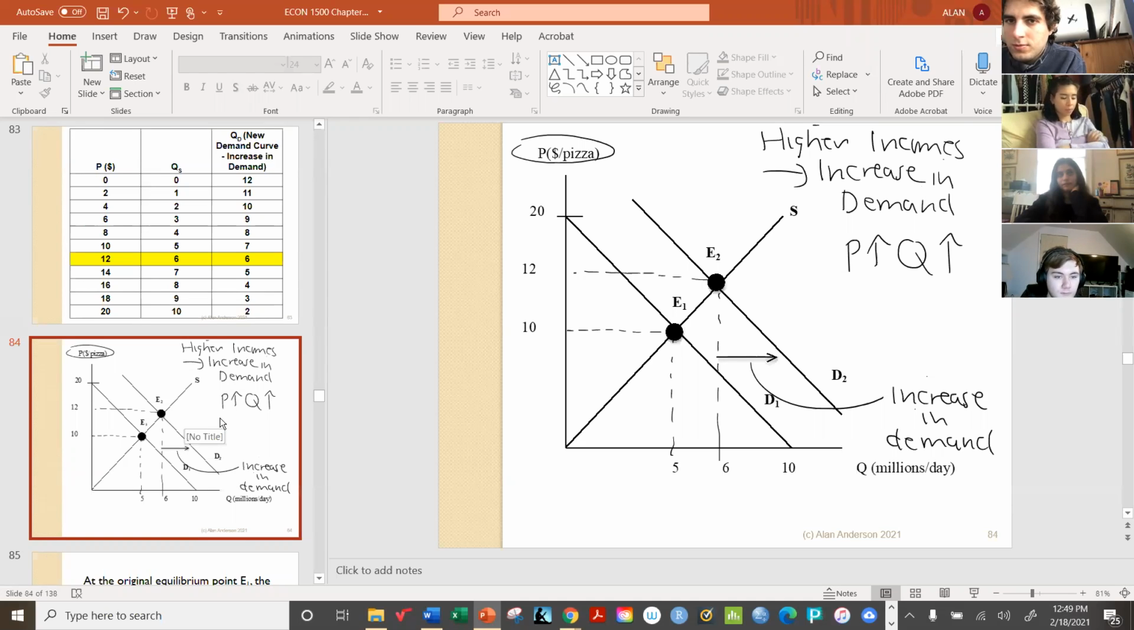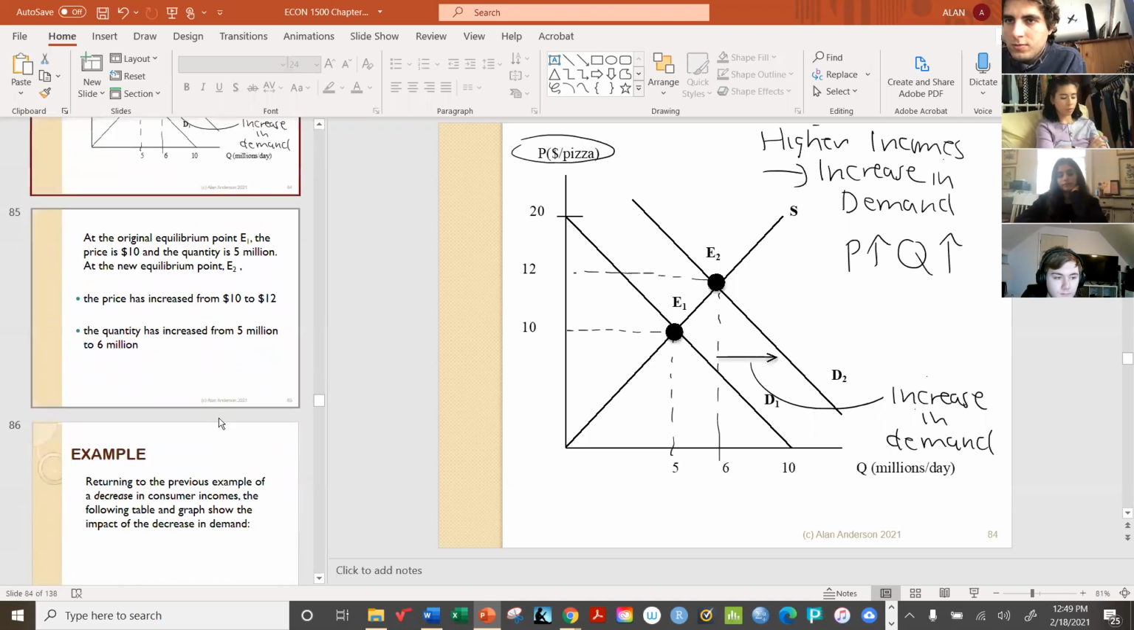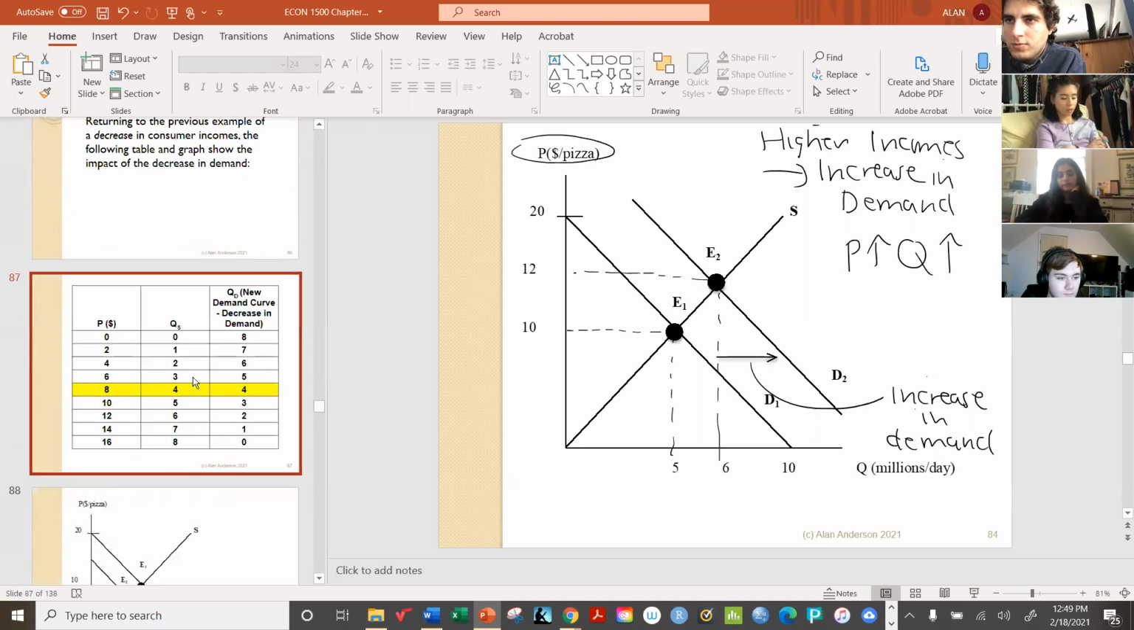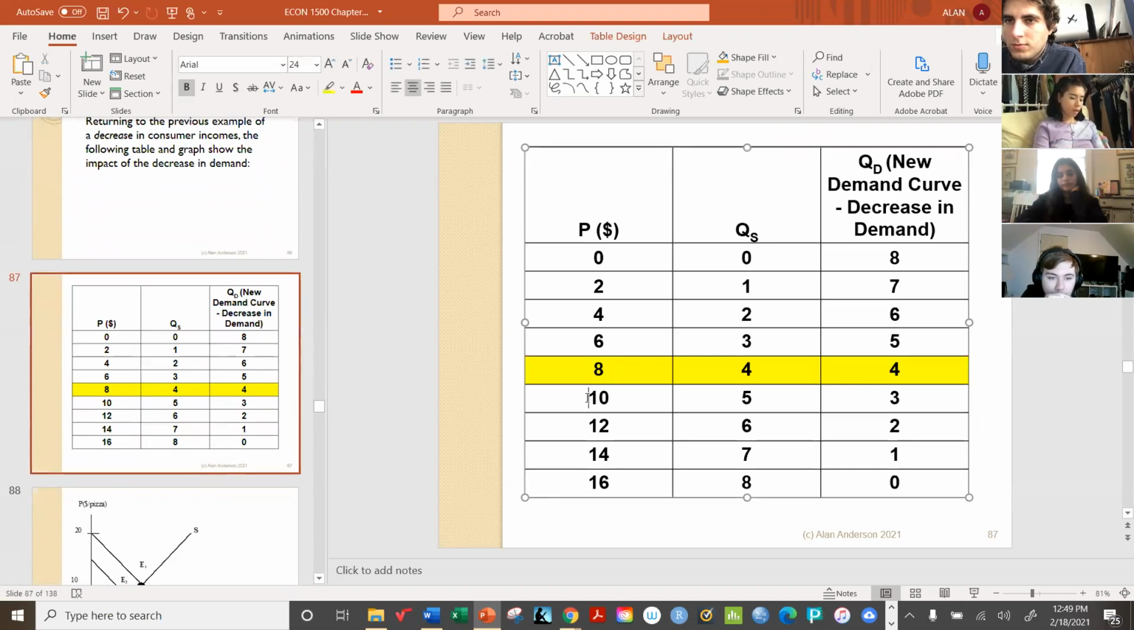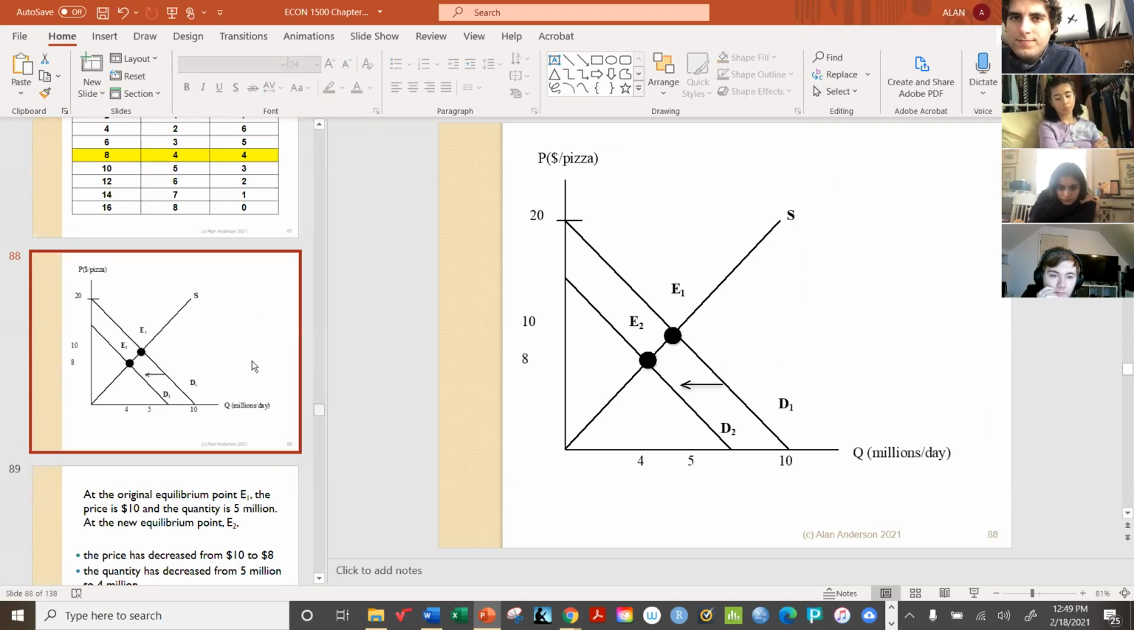Let's try the opposite case where the demand goes down. Again, because of lower incomes, and look what happens. Instead of having an equilibrium price of 10 and a quantity of 5, the price is only 8, and only 4 million pizzas are being sold. The only way that can happen is if the entire curve shifts to the left. So there's lower incomes.